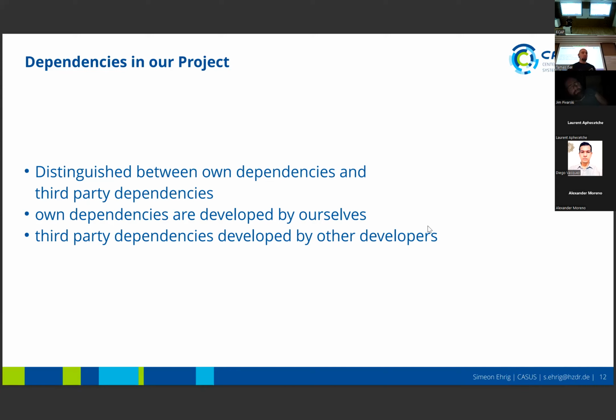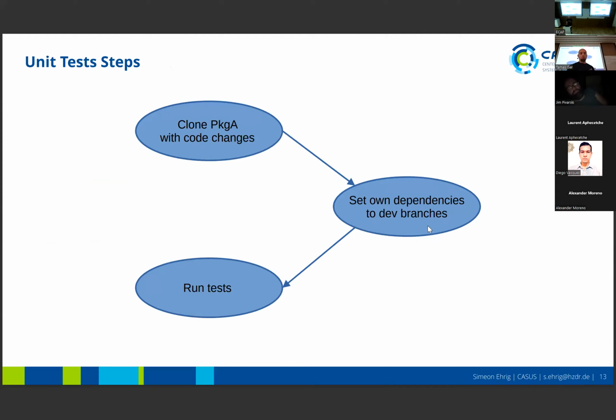Third-party dependencies, on the other side, are classic packages like StaticArrays, where we can simply open issues and pull requests and so on. Okay, and the workflow for a unit test looks like this: the CI job will clone the source code, set all own dependencies to the dev version, and run the unit test, which we defined with Test.jl. And everything is fine, so it's quite easy.